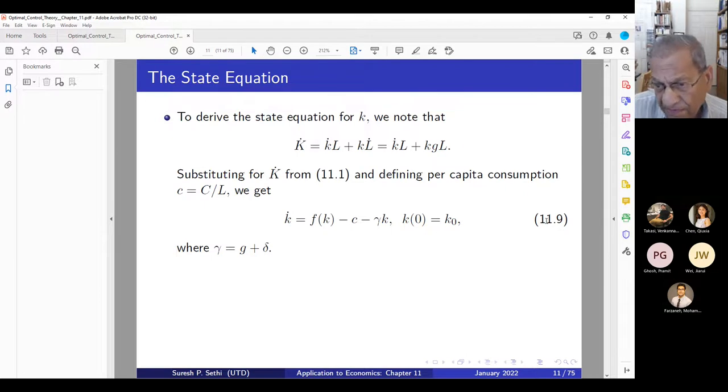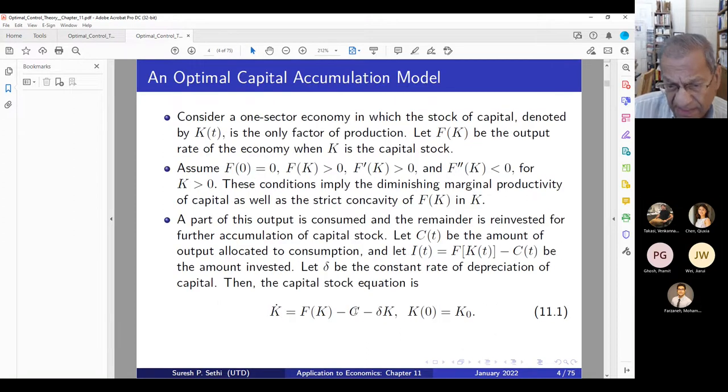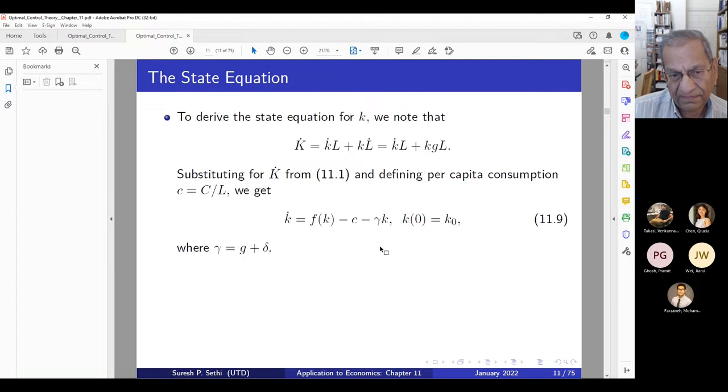So we have given. You compare this 11.9 to 11.1, you will see that it's almost the same form, except the gamma is now g plus delta. Initially, it was only delta. So if you look at 11.1, you see it's F(K) minus C minus delta K, K dot. Now small k dot, f(k) minus small c, and gamma k. So you see, instead of delta, I have a gamma. So mathematically, this problem is more or less the same as the previous problem, right? Because what difference does it make if gamma is just another constant anyway?